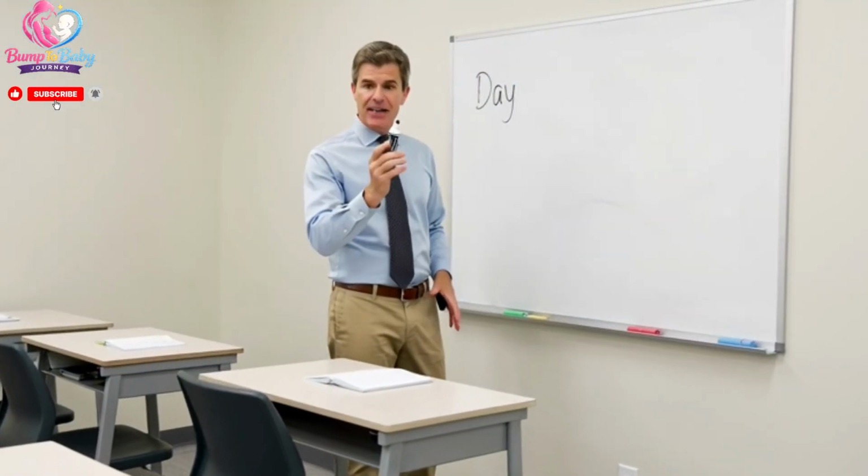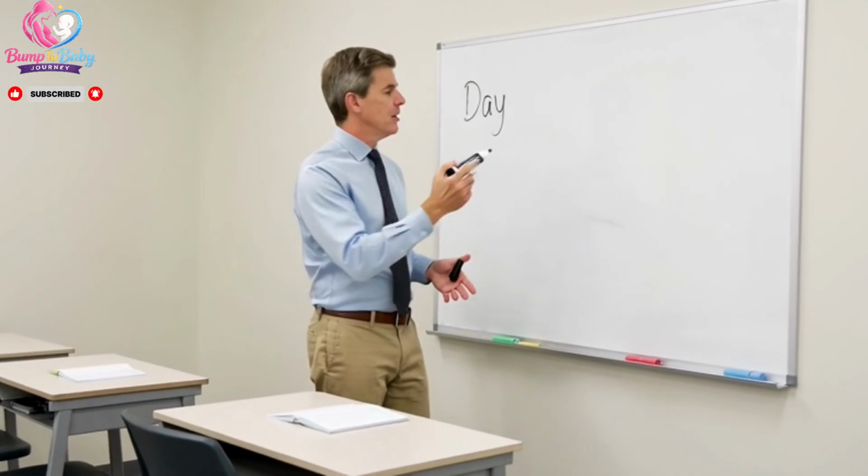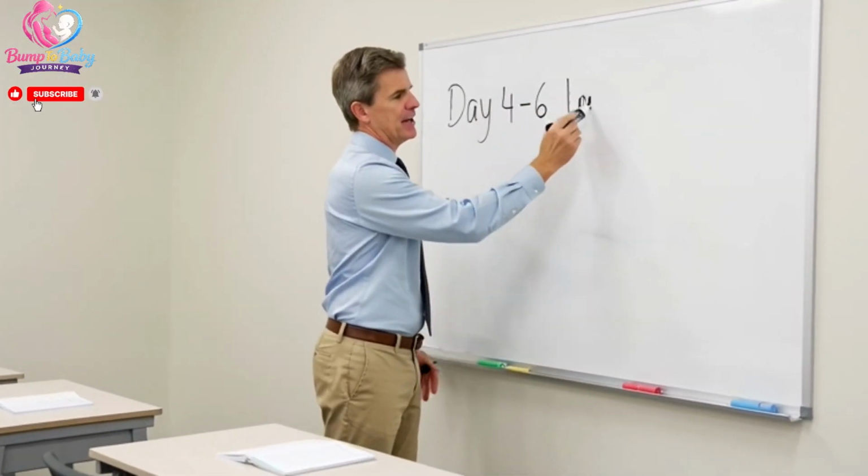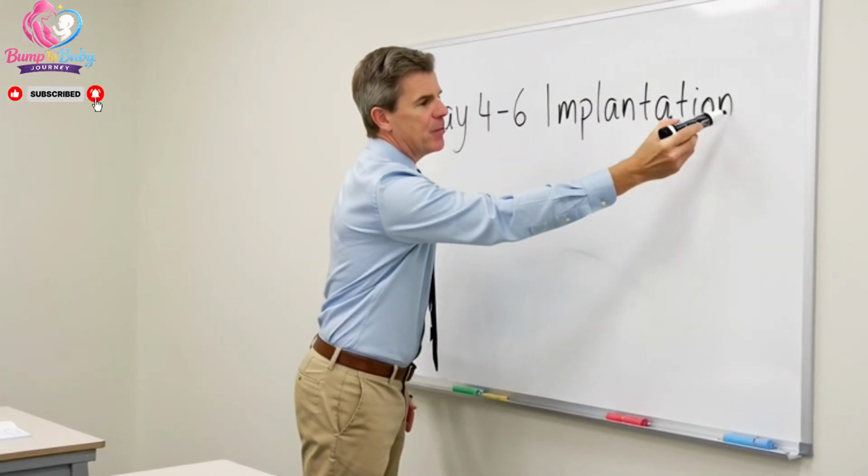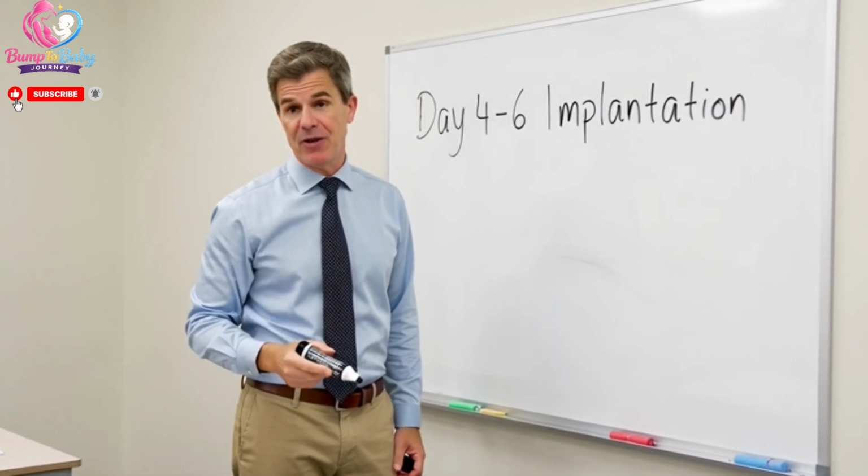Let's discuss implantation, which occurs between days 4 and 6. The blastocyst reaches the uterus and begins to attach. It then invades the uterine lining to establish pregnancy. This is a critical step for development.